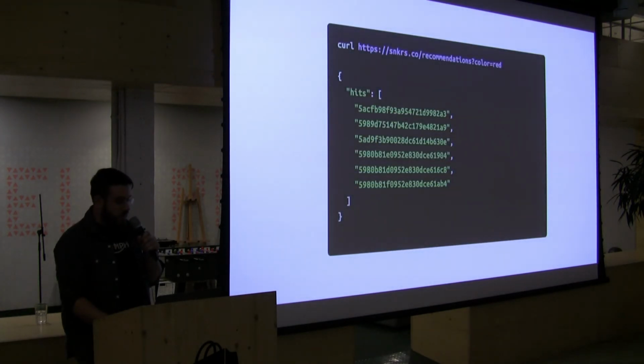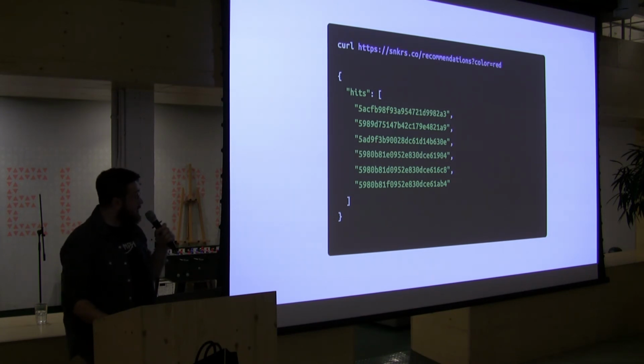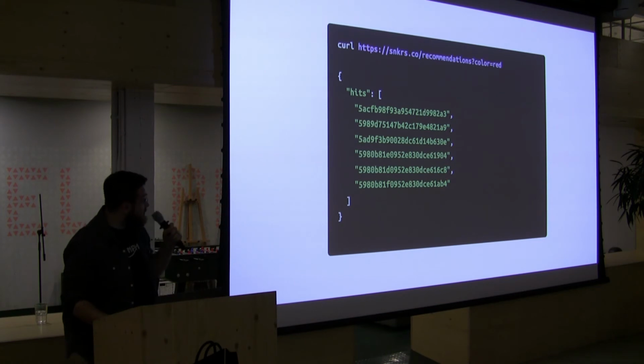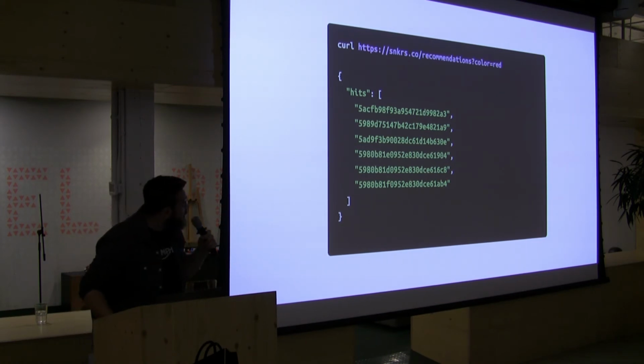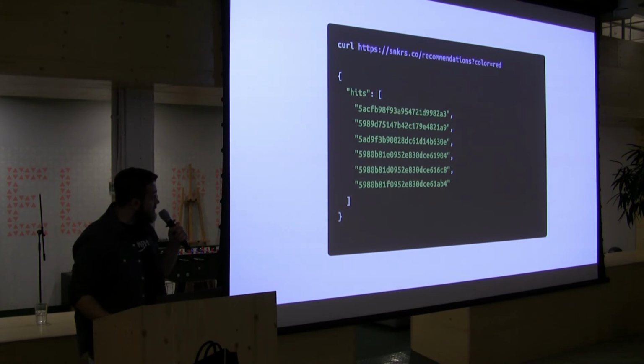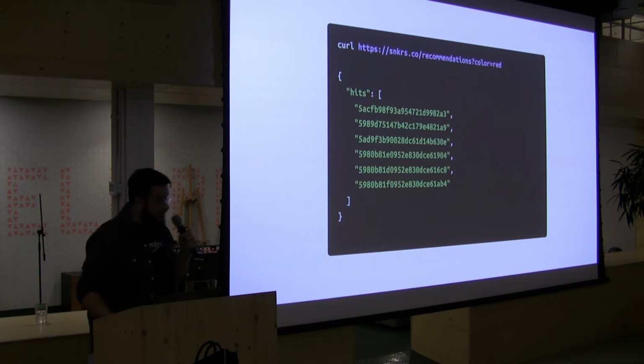So let's try to hit it with a curl. Just a heads up, this is a real world response that I had to deal with recently. So the response here, we can see sneakers.co/recommendations, and then there's a query string that takes color equals red. And what we get returned back is a JSON object with a single field called hits, and that hits is an array of strings, presumably IDs.